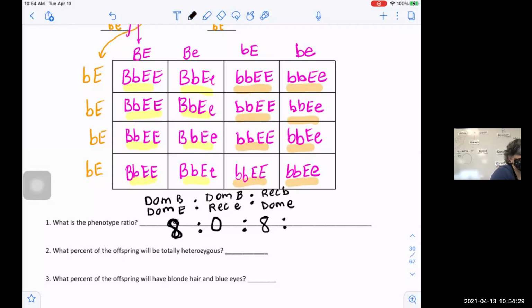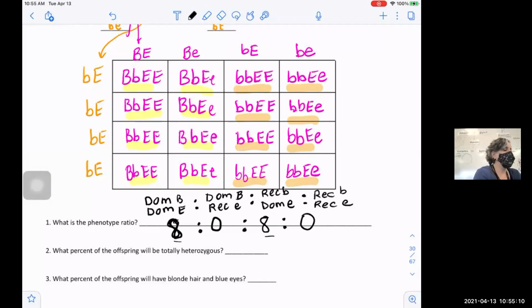And then our last number is always how many are recessive for both traits. So they have little b, and they're recessive for E. Little e, little e. So how many do we have of those? 0. We already have our 16 already in our ratio, right? So remember, this is a 16 square Punnett square that you're doing today. And so you should have 16 numbers in your ratio if you add them together. So it would be 8 to 0 to 8 to 0.